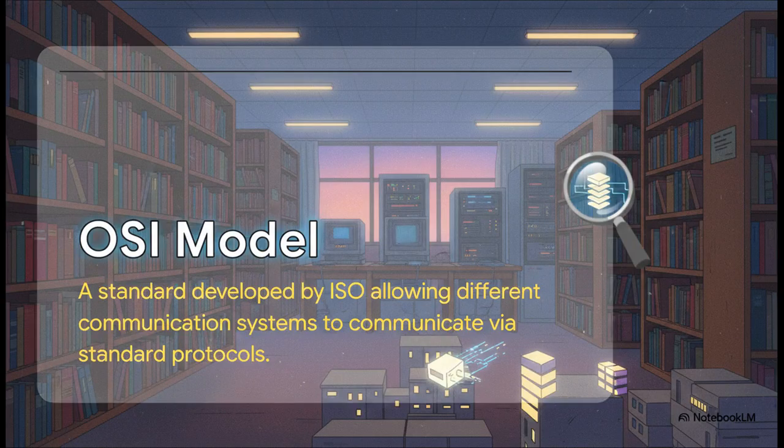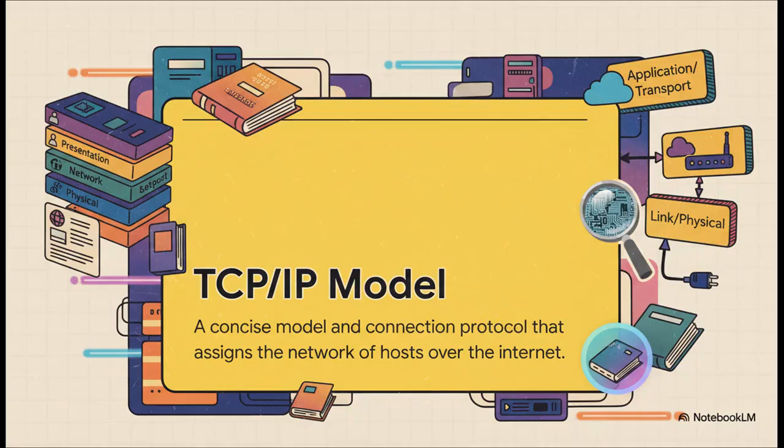The OSI model is a big, theoretical framework. It's all about how different systems should communicate. Then you've got TCP/IP. It's way more practical. And, fun fact, it was actually developed before the OSI model.